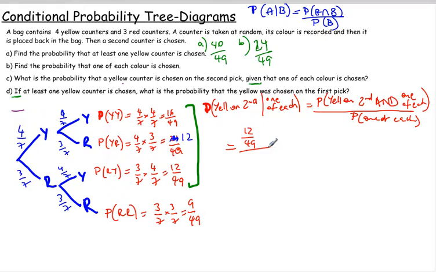And I'm going to divide that by the probability of one of each. Now I actually worked out the probability of one of each back here in B. So that is 24 over 49. Now you can use a calculator for this if you can't remember how to divide fractions, but you've actually got a common denominator, so it's just 12 over 24, which if you like you can simplify to a half. Okay. All right, let's try the next one.